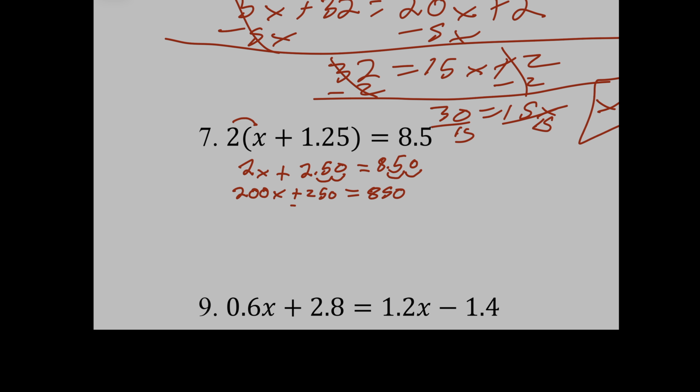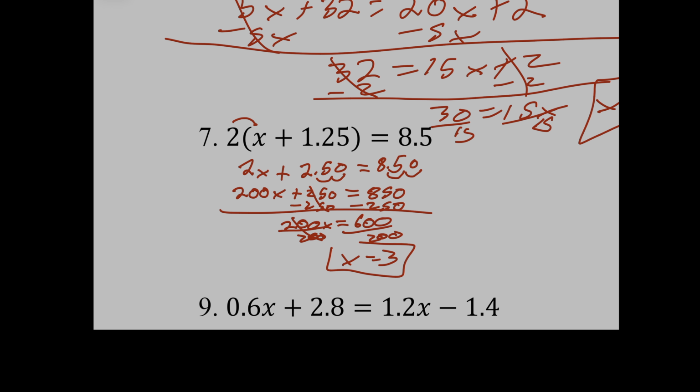Now, once I subtract 250 from both sides, I'm going to get 200x equals, and I believe that's going to be a 600. And when I divide each side by 200, hopefully you see that that's just going to be a 3.